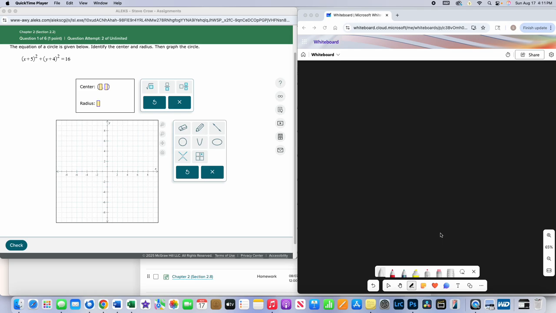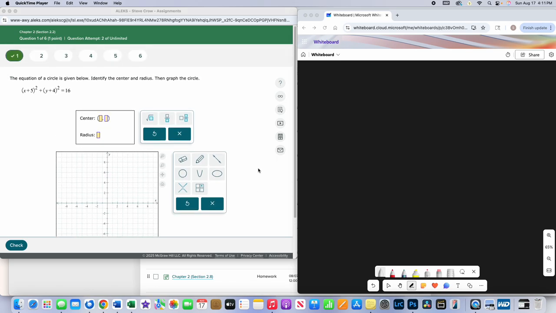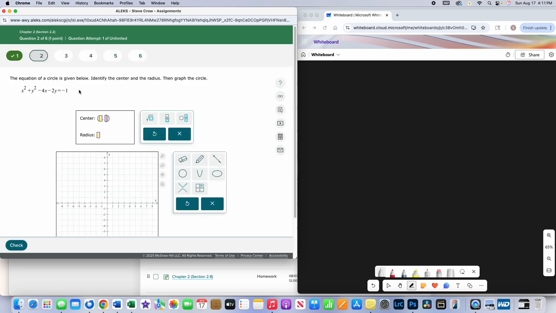We are in ALEKS. We are going to look and see how to graph the equation of a circle. So what we're going to do is two examples. We're going to do one that's in standard form, and we're going to do one that we have to get in standard form, something like this one right here. Okay, so let's take a look at this one first.